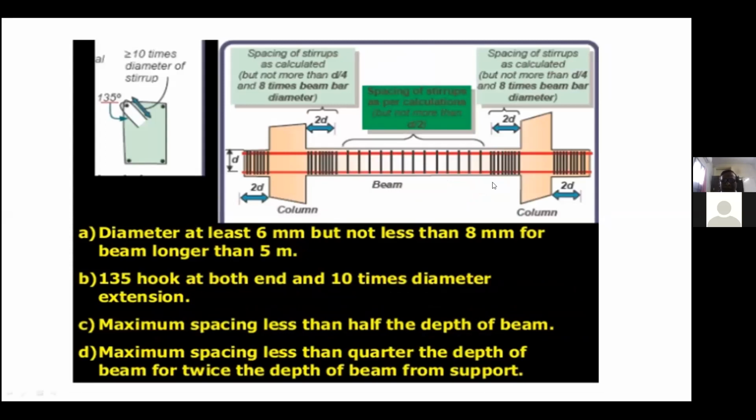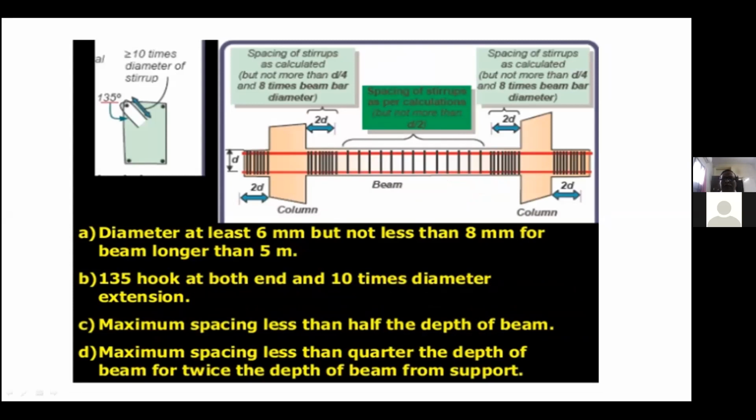Now, there are conditions given: diameter at least 6 mm, but not less than 8 millimeter. So that's what the code says, also for beams longer than 5 meter: 135-degree hooks at both ends and 10 times the diameter of the extension. Maximum spacing is less than half the depth of the beam.